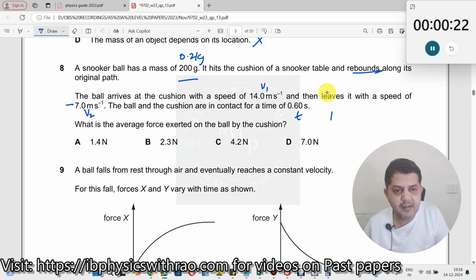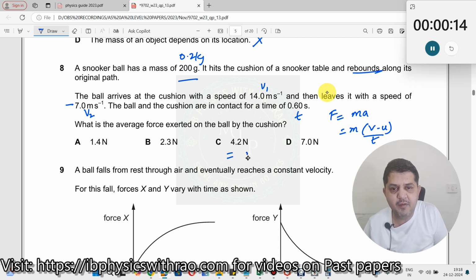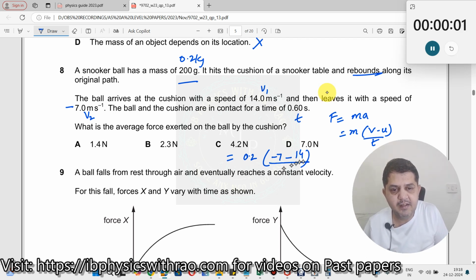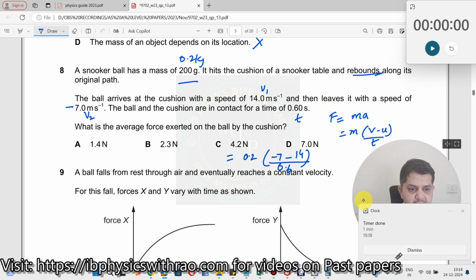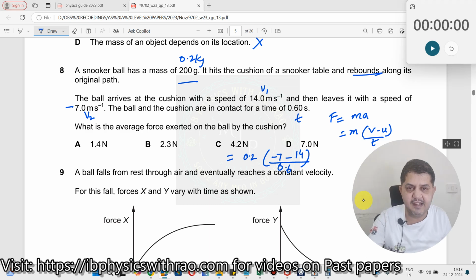Now how do you find it? Force is equal to mass into acceleration, which should be m into (v minus u) divided by t over here, which should be m. What is m here? 0.2, multiplied by v. What is v? v is minus 7. What is u? u is nothing but the initial velocity, which is minus 14, divided by the time taken. Time taken is 0.6.